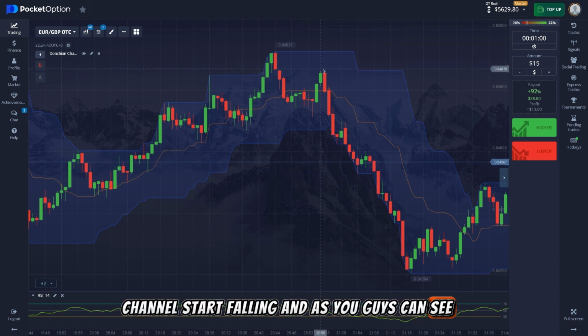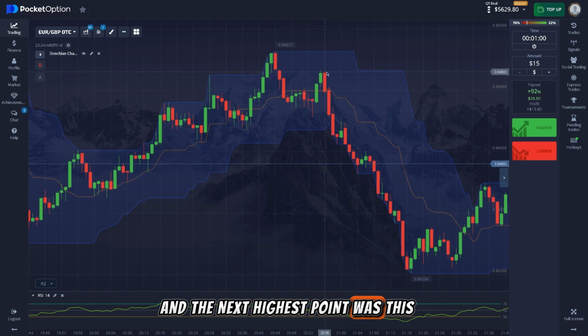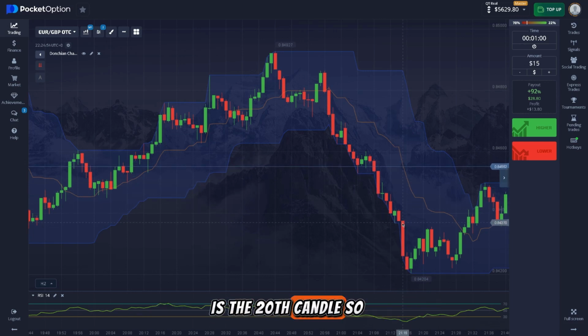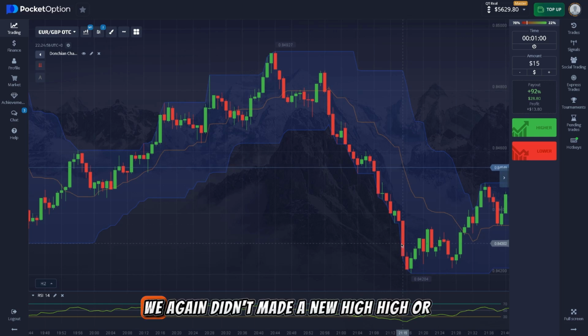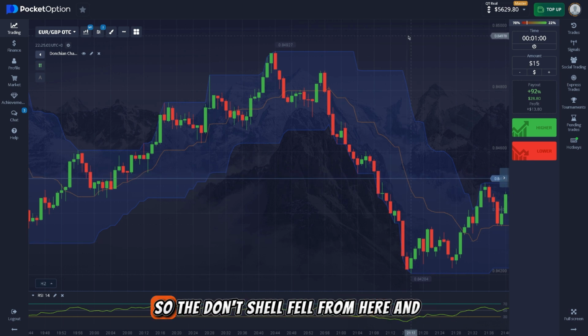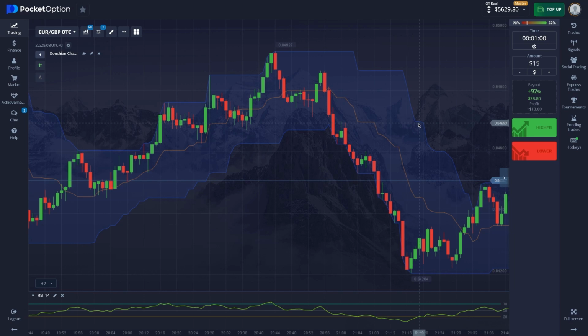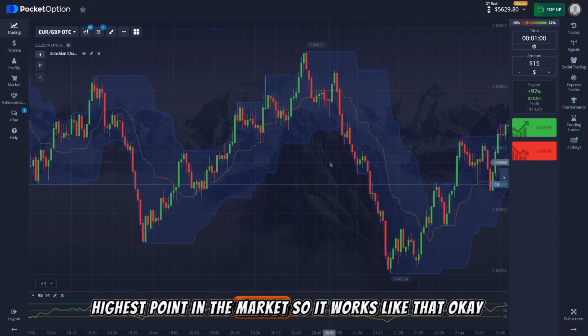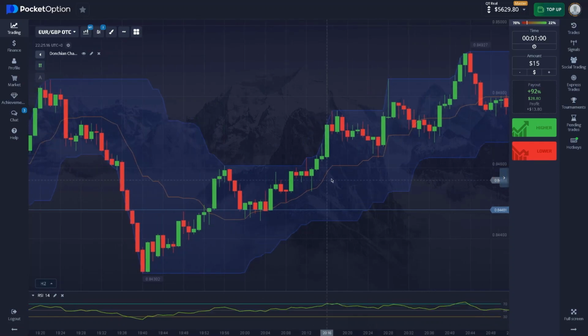And the next highest point was this, and after this, somewhere around here is the 20th candle. So we again didn't make a new higher high or match the previous high, so the Donchian fell from here, and it went on to the next highest point in the market. So it works like that, okay?